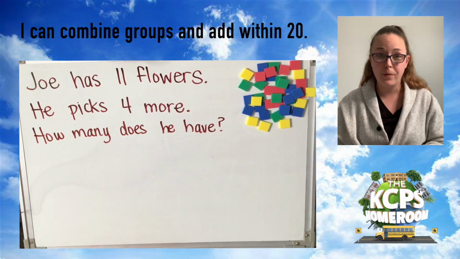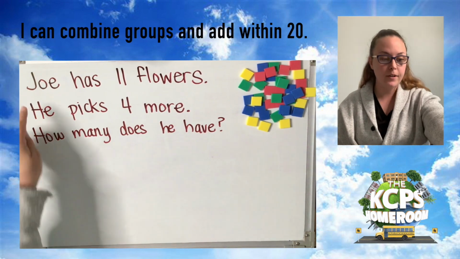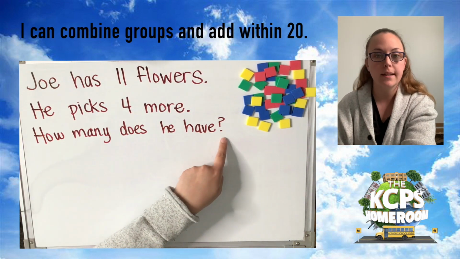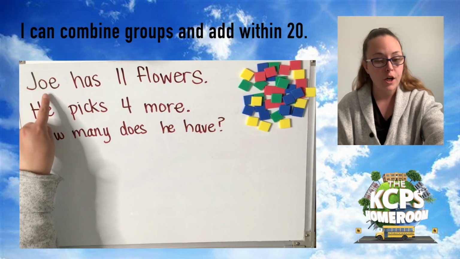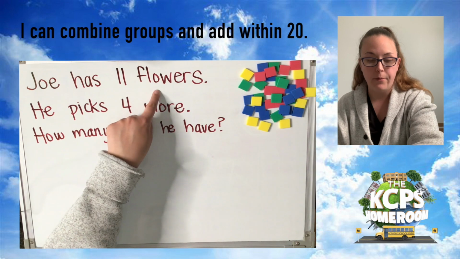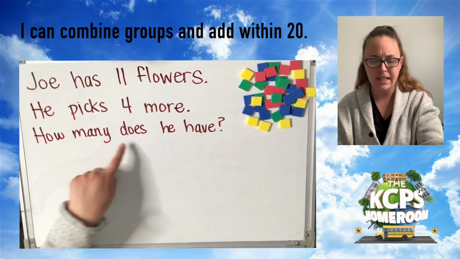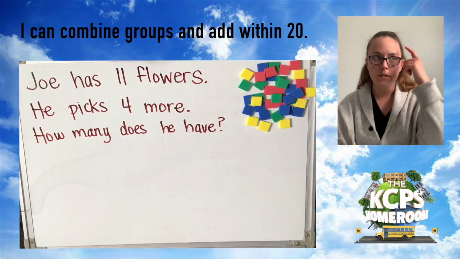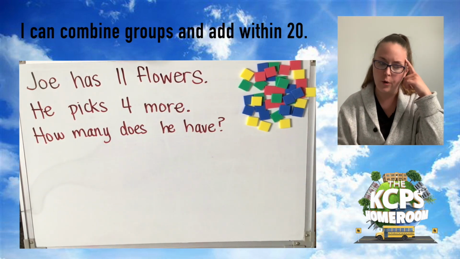So here's our first problem. Let's read it together. And remember, we start at the first capital letter and read all the way to the last punctuation the very first time. Here we go. Joe has 11 flowers. He picks 4 more. How many does he have? So think about that and think about the things that we need and the things that we know.